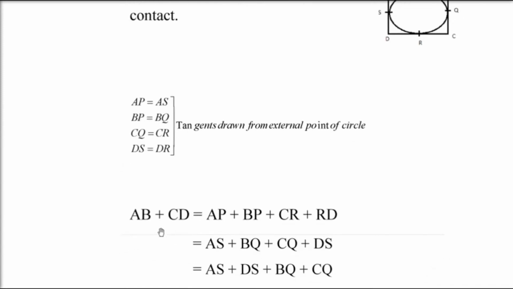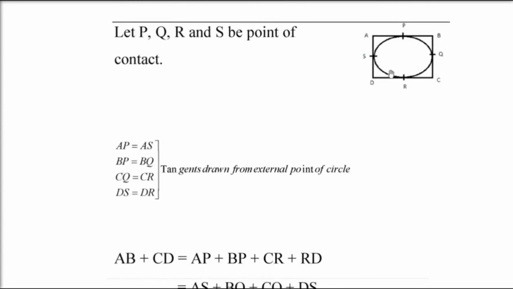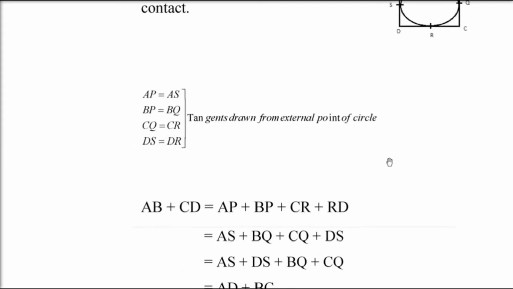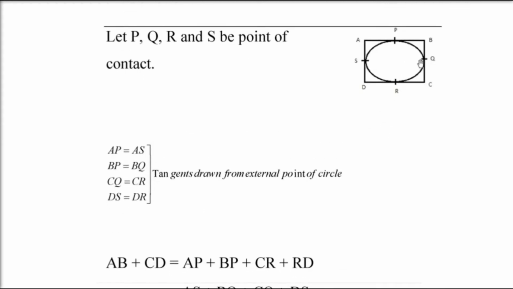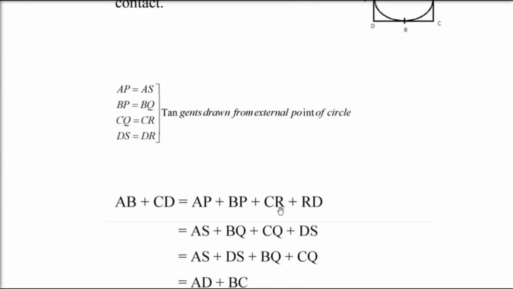Now AB plus CD will be what? AB can be written as AP plus PB, and CD can be written as CR plus RD. I am writing AB as AP plus PB, and for CD I am writing DR plus RC. Now the equalities we just wrote, we'll transfer here. AP and AS are equal, so write AP as AS. BP and BQ are equal, so in place of BP write BQ. CR and CQ are equal, put CQ here. RD and DS are equal, so write DS in place of RD.